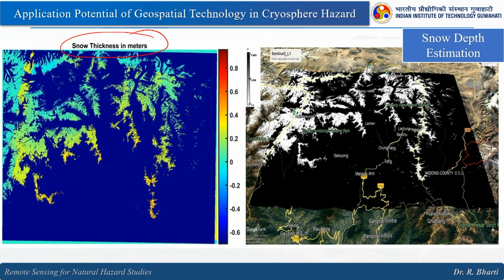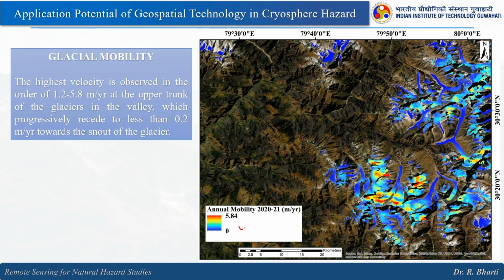So here you can see the snow thickness, right. Snow depth estimation can also be done using the remote sensing data set, provided you have very good source of validation, right. So this is another example. Here we have the example of glacier mobility. We can estimate the velocity of the glaciers using the remote sensing data and the data products, and that can be further analyzed or to identify a vulnerable glacier, right.